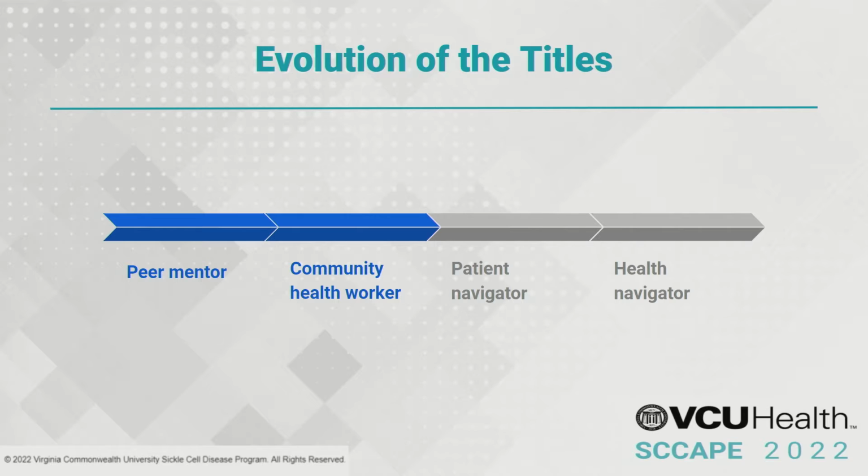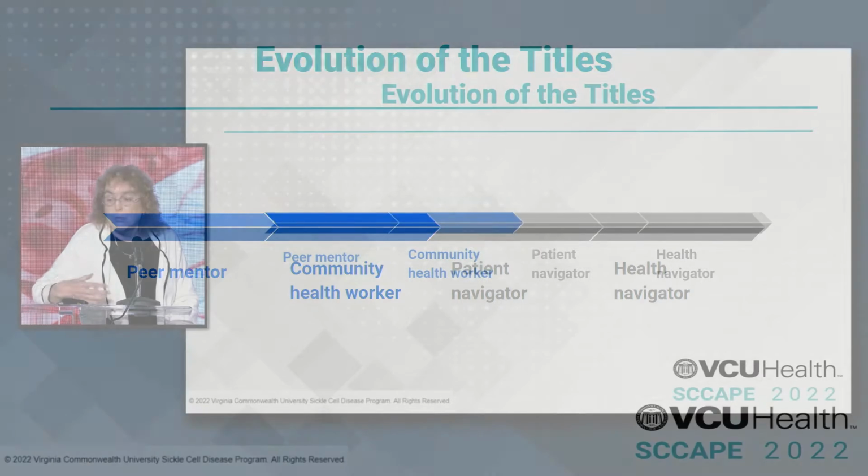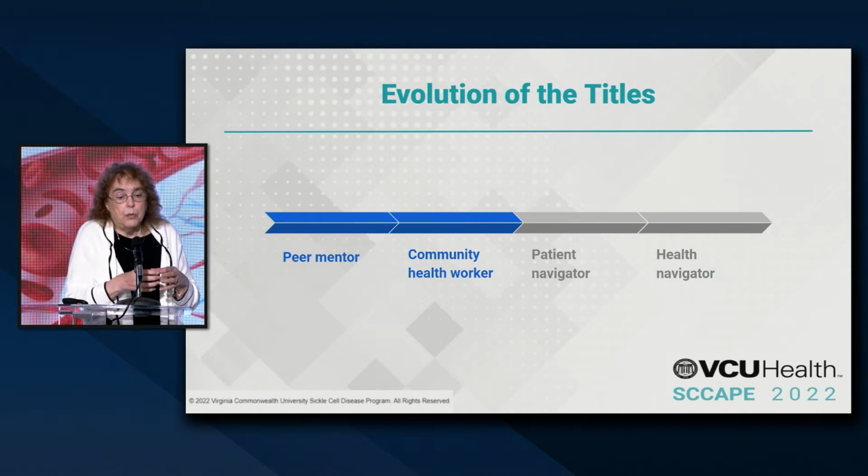Then when HIV hit in the 80s, there were also very successful models where those who were HIV positive worked with the community to not only do public education, but to work with those folks who were HIV positive.